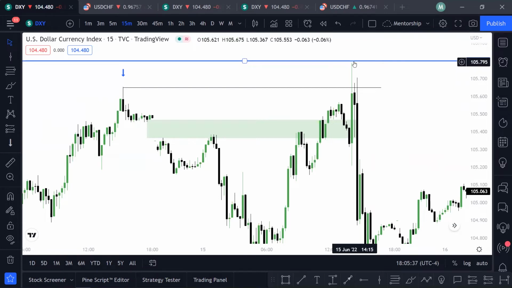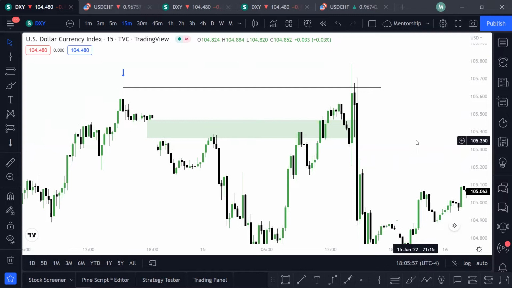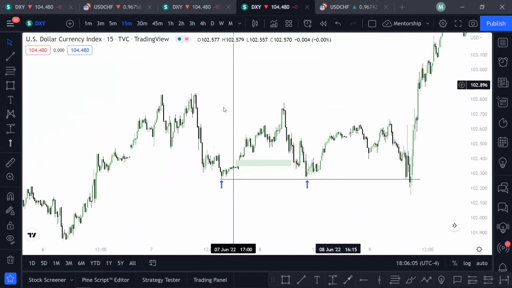I don't think we should be talking about institutional levels in every single video because I'm sure you already know what to look for. These are institutional levels, and you already know that they exist and you have to use them. So let's get rid of that. Let me give you another example. Okay, it's the same example. Let me give you this other example.